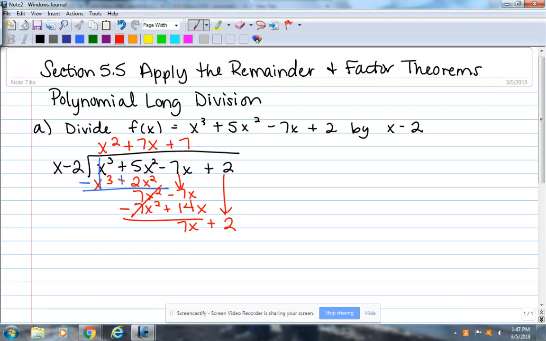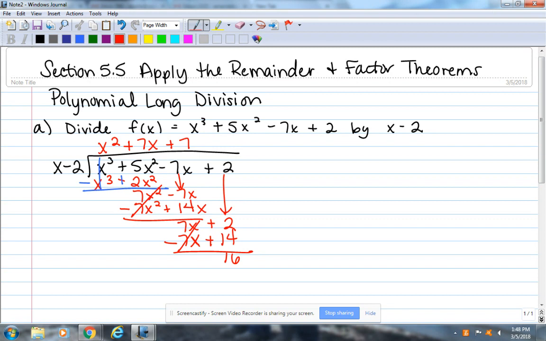And then you distribute. What is 7 times x? No, 7 times x is positive 7x. I'll change signs in a little bit. And then 7 times negative 2 is what? Negative 14. Draw my line in. Let me change both signs on the bottom. So this becomes a negative, this becomes a positive. The x is canceled. I'm left with 16. That's my remainder because I have nothing else to drop down.